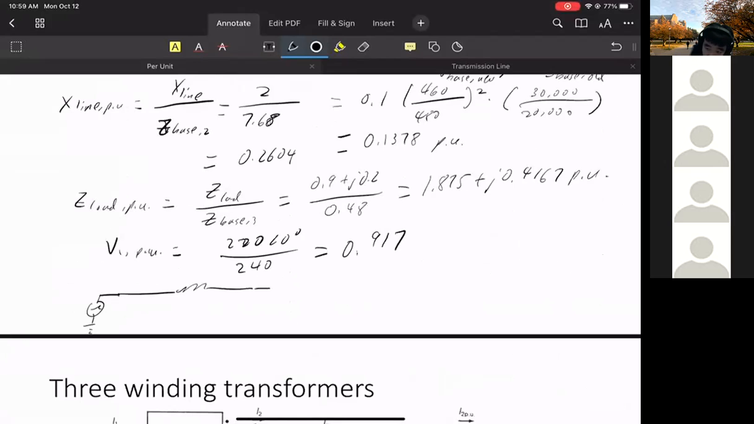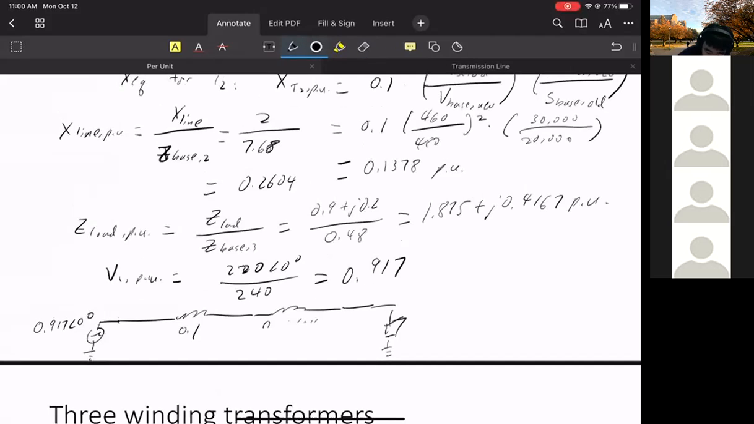So our new circuit is this with impedance, with another impedance, with a base load, connected to ground. This is 0.917 angle 0. This is 0.1, 0.02604, and this is, what was the line? Yeah. This is a line. This is transformer 2, so this is 0.2604, 0.1378, and the load is 1.785 plus j0.4167 per unit. Okay.